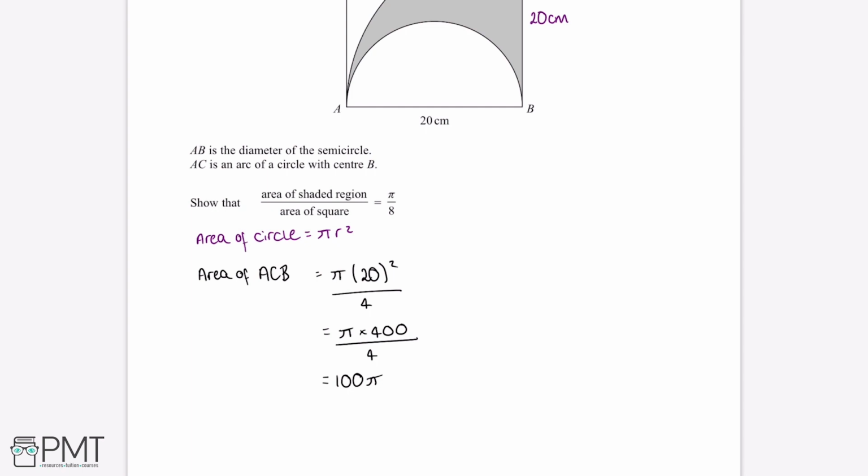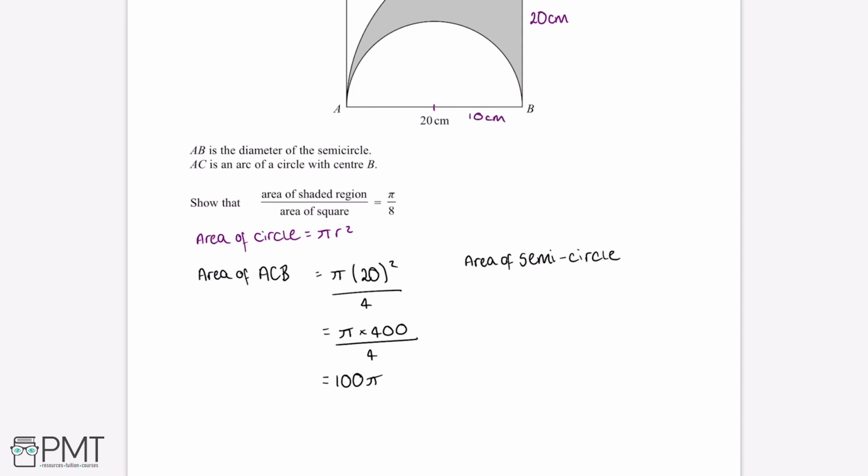Now the next thing we'll need to do is work out the area of this semicircle here. Now the area of a semicircle will be equal to the area of a circle divided by 2, because a semicircle is half of a circle. Now an important thing to remember is we need to use the radius to work out the area of a circle. However, 20 centimetres is the full diameter of this semicircle. So the radius will be equal to a half of this length, which will be 10 centimetres.